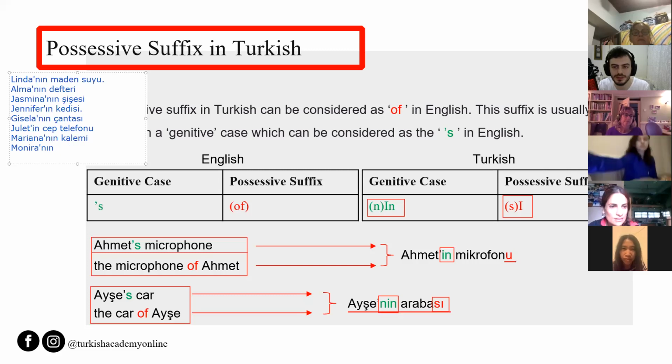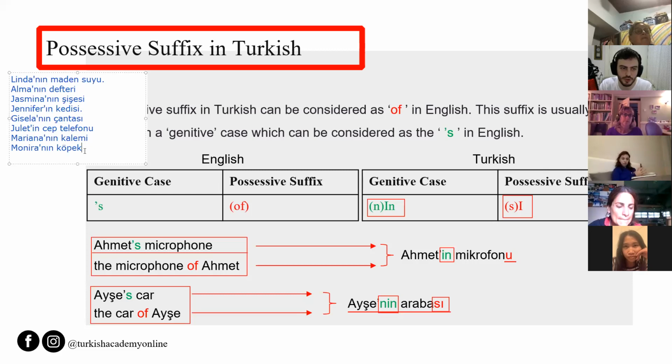Monira'nın. What is it? Monira'nın köpeği. For köpek. Köpeği. Harika. Normally, I have my word köpek, so it actually has to be köpek-i, but we have this weird rule in Turkish that I call ketchup rule. This ke becomes soft G, so it becomes köpeği, just like you said. I'm not going to go over everyone. I'm just going to ask for some volunteers.